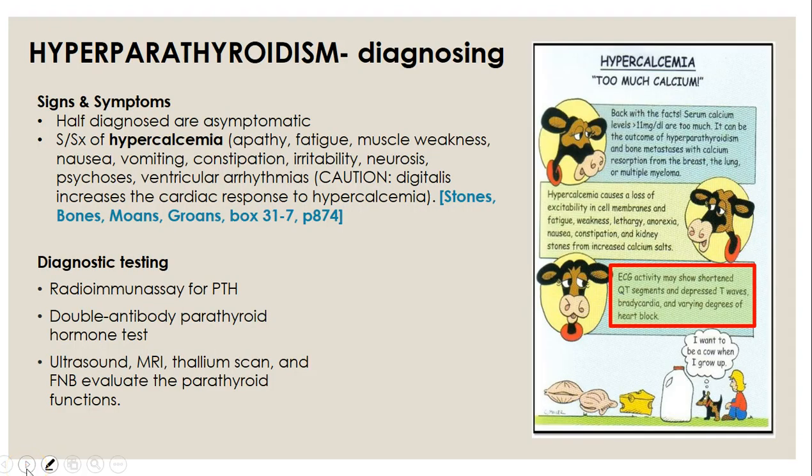In terms of diagnosing it, this is a good little mnemonic in terms of the signs and symptoms of hypercalcemia, which is stones, bones, moans, and groans. And basically what that relates to is stones, which are kidney stones, bones. In extreme cases, there's some bone pain. Moans is from abdominal pain, and groans is just irritability of a person.